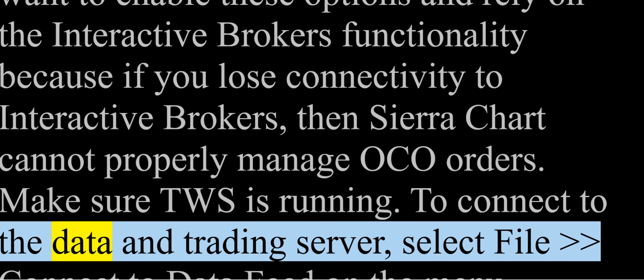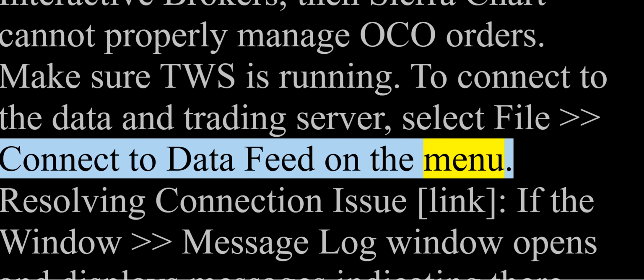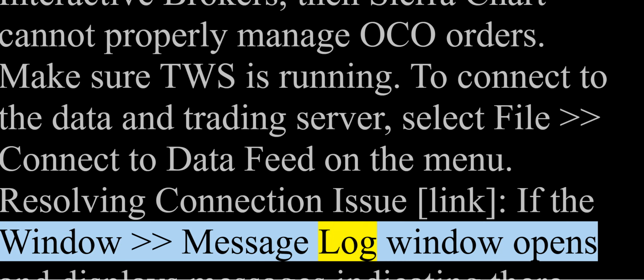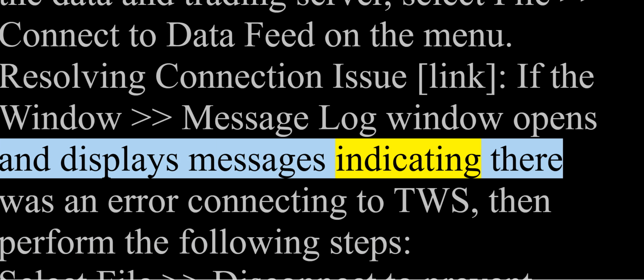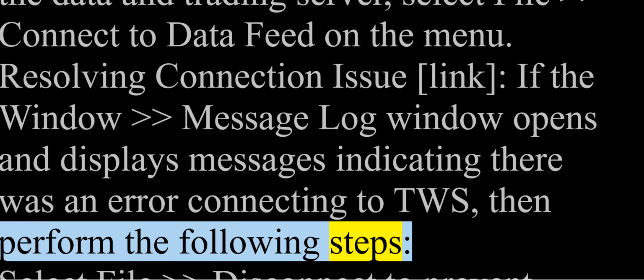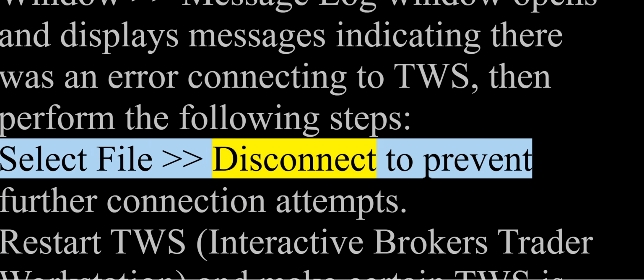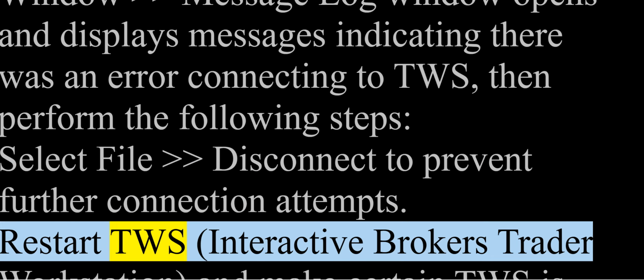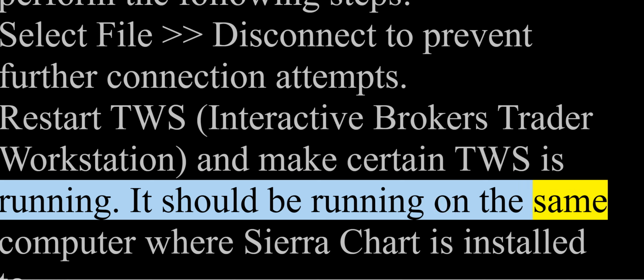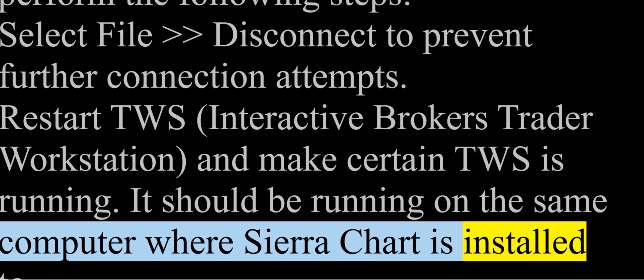To connect to the data and trading server, select File, Connect to Data Feed on the menu. Resolving connection issues: if a message log window opens and displays messages indicating there was an error connecting to TWS, then perform the following steps. Select File, Disconnect to prevent further connection attempts. Restart TWS, Interactive Brokers Trader Workstation, and make certain TWS is running. It should be running on the same computer where Sierra Chart is installed.